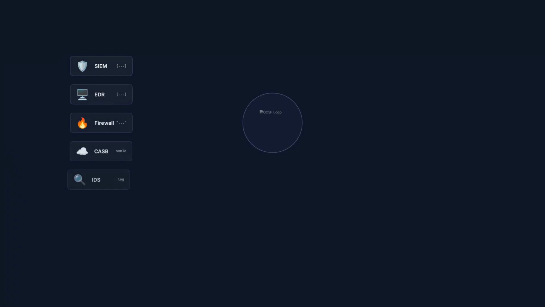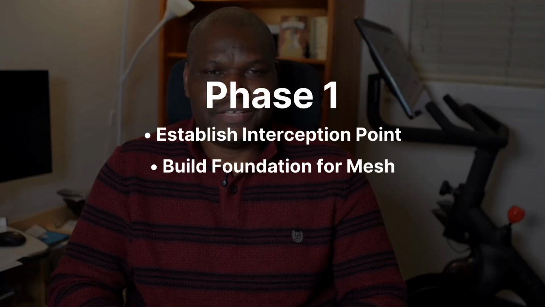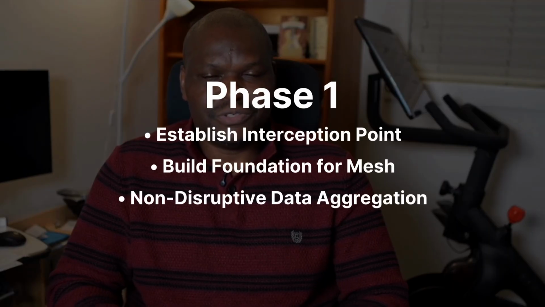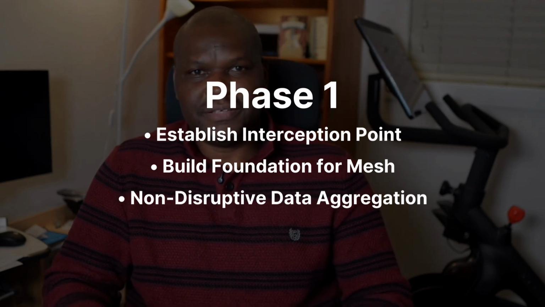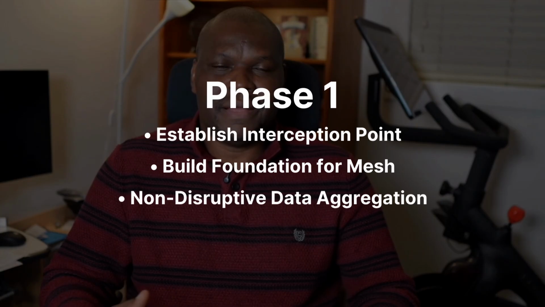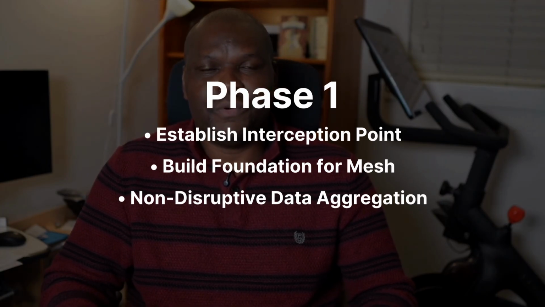Your initial goal is to create a unified view. You start normalizing the data from your different tools using a common schema like OCSF, the Open Cybersecurity Schema Framework, launched in 2021 by industry leaders. You're not replacing any tools yet. You're simply building the intelligence layer that will eventually orchestrate them. This is phase 1, establishing the interception point and building the foundation for your mesh.